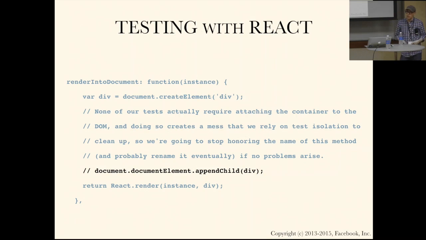When we use React test utils' render into document method, React is doing literally everything except what it says it's going to do. So it instantiates the element, but it never actually puts it into the document. And this way, we can interact with it. We can simulate mouse clicks. We can make assertions. But then when our test is complete, our element falls out of scope, and presumably it's garbage collected.